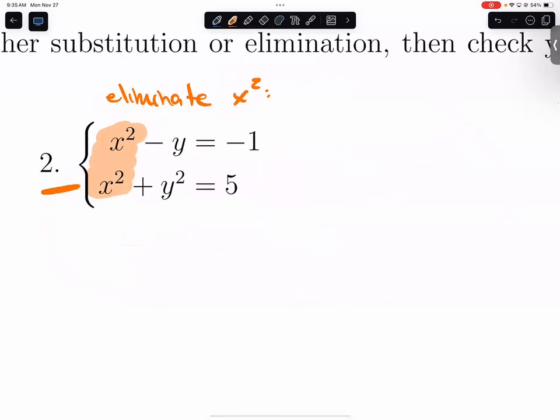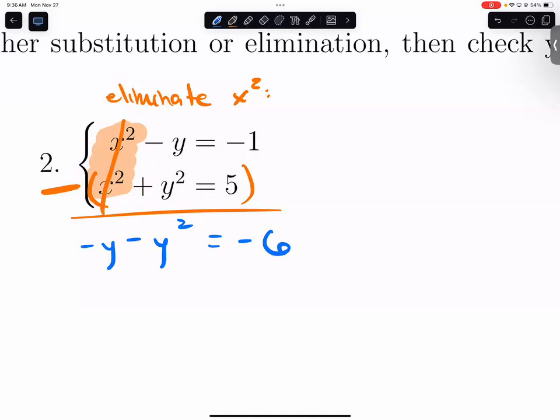To eliminate x squared, all I need to do is subtract, right? X squared and x squared, those are going to drop out. Subtract everything else. I get negative y minus y squared. Those are not like terms, so we don't combine them. I just leave it as negative y minus y squared. And then negative 1 minus 5.